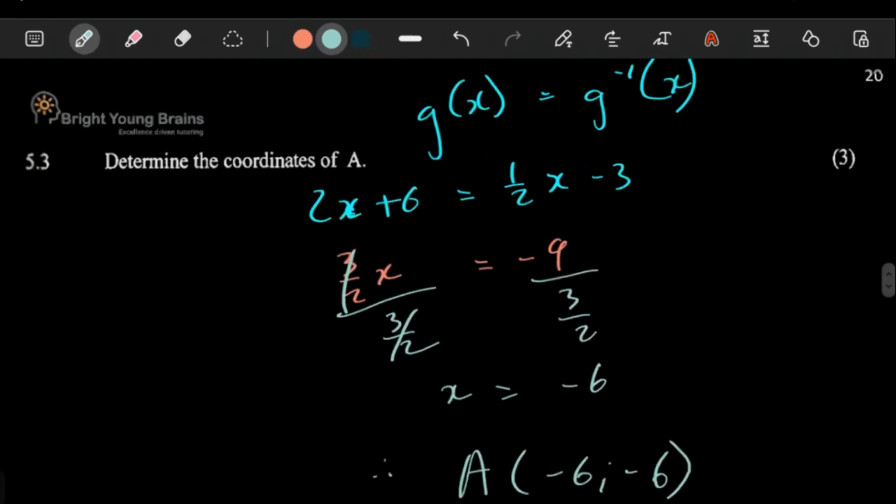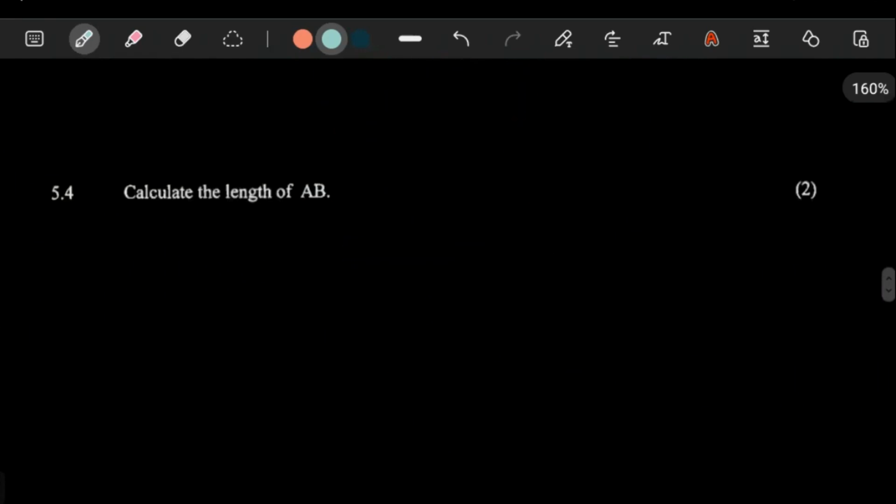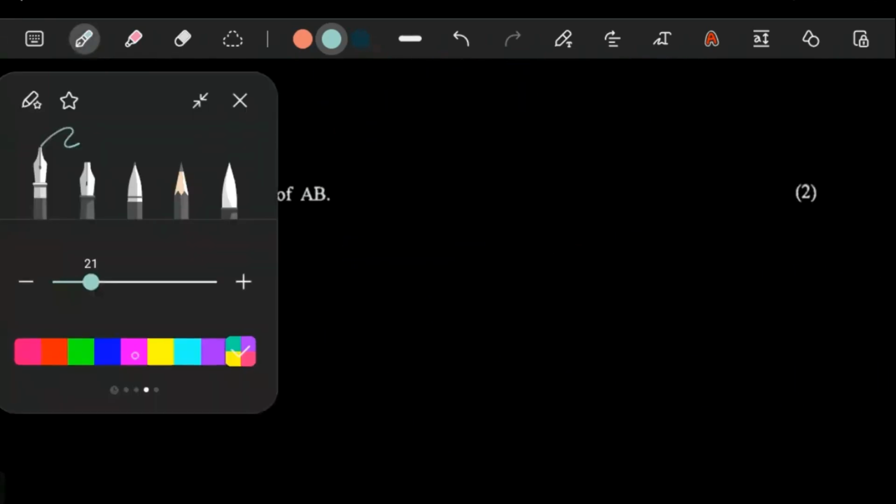5.4 says the following. It's a 2-mark question. It says calculate the coordinates of A, calculate the length of AB. A we have, B we have, so let's just work it out using the distance formula.